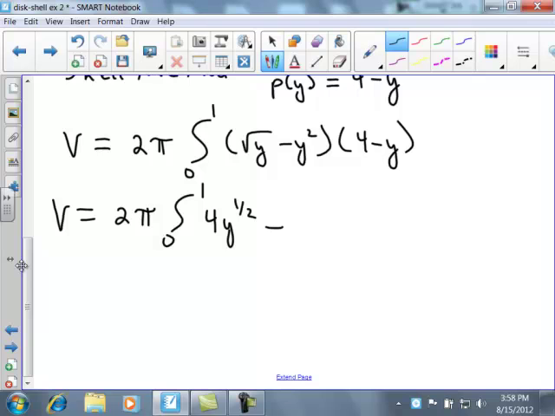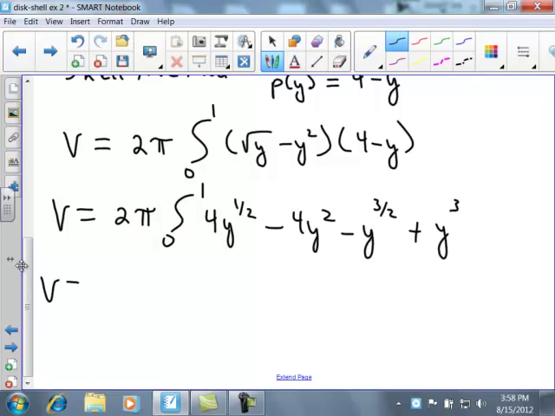minus 4y squared, and then minus y to the 3/2. If I multiply the square root of y times y, I get y to the 3/2, and then plus y to the 3rd. Those are my 4 terms that I get when I multiply those two binomials together. I get 4 times y to the 1/2, and then 4 times negative y squared is negative 4y squared, and so on. So I get my 4 terms there.